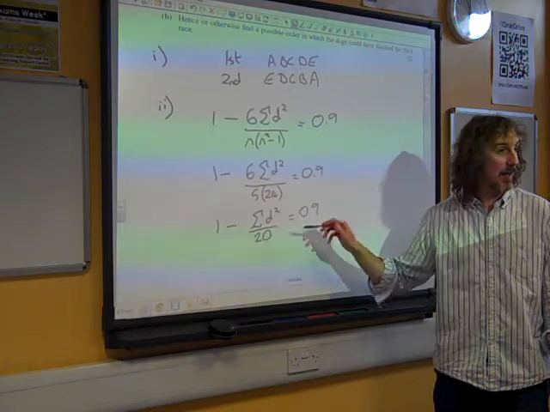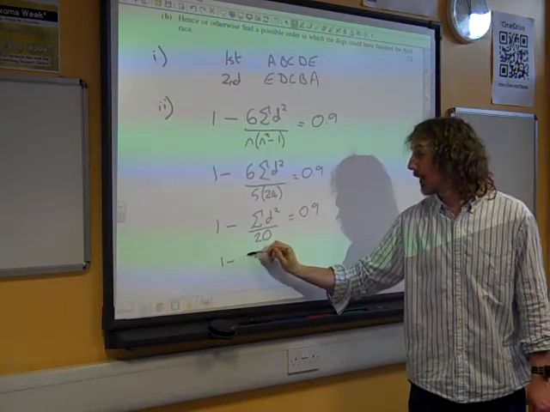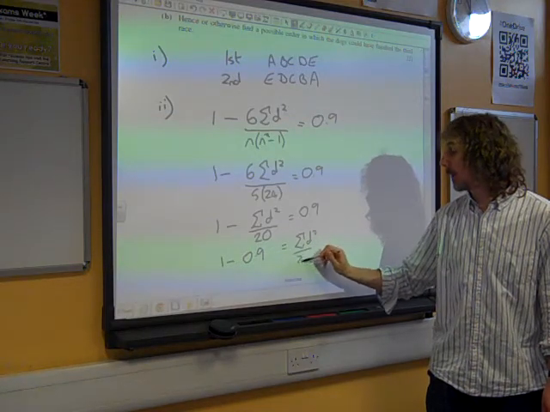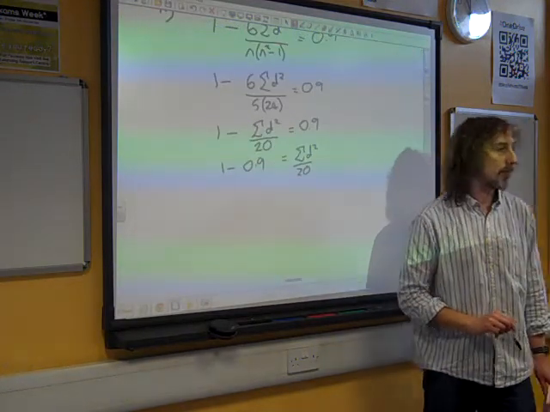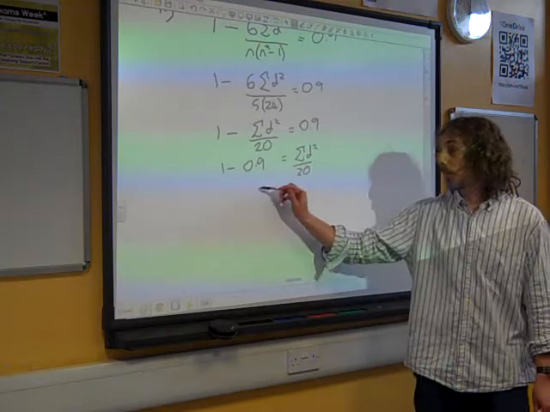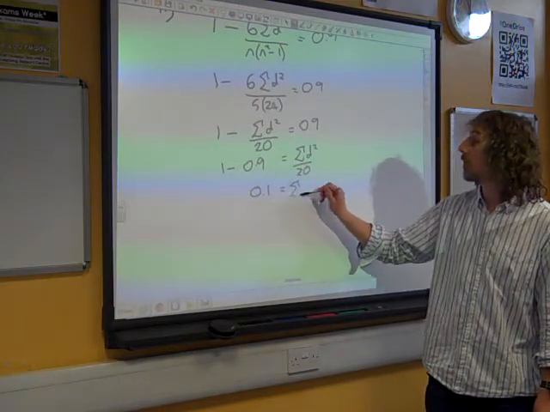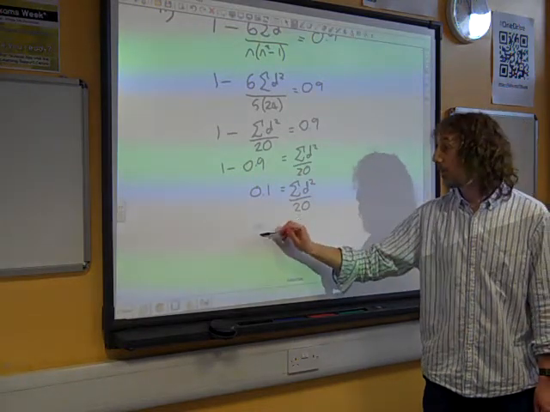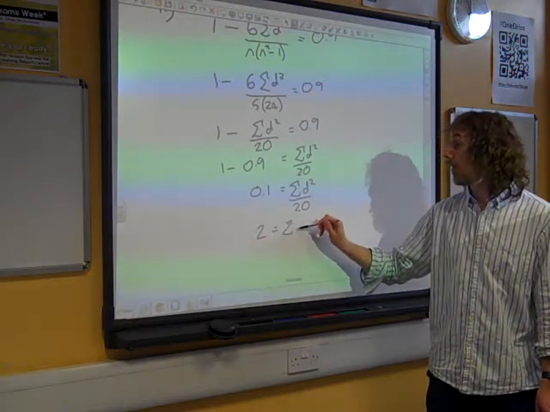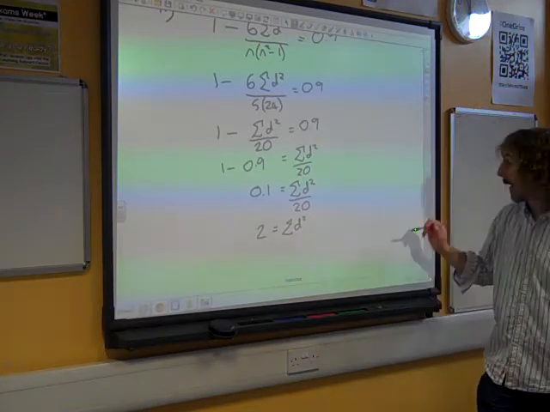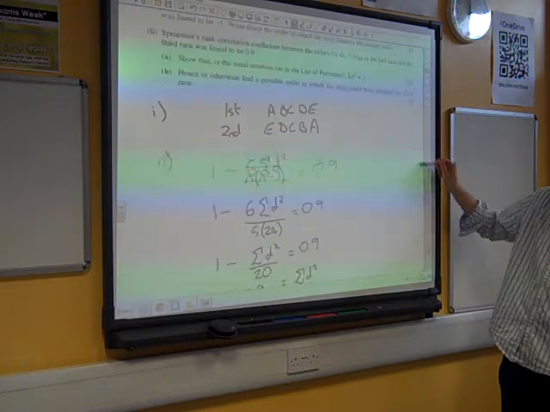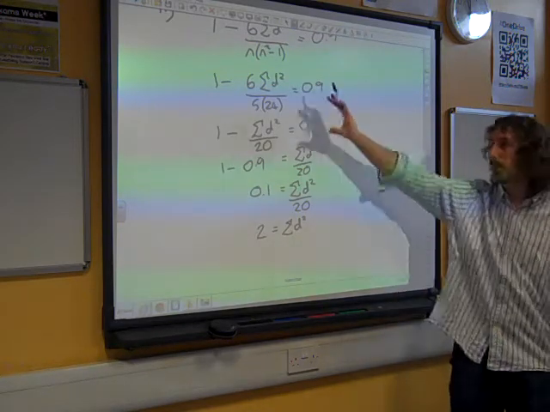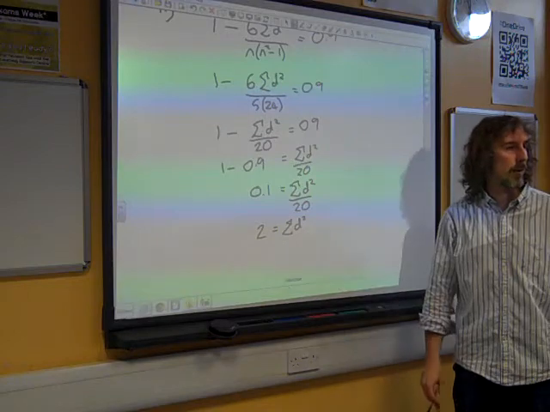If we rearrange the algebra that we've got here, we've got 1 minus 0.9 is sigma d squared over 20. 1 minus 0.9 is 0.1. And if we do 0.1 times 20, we get sigma d squared is 2, which is what we were supposed to get. It looks frightening when we first read it, but actually it was a fairly simple bit of algebra to work through and get to that.